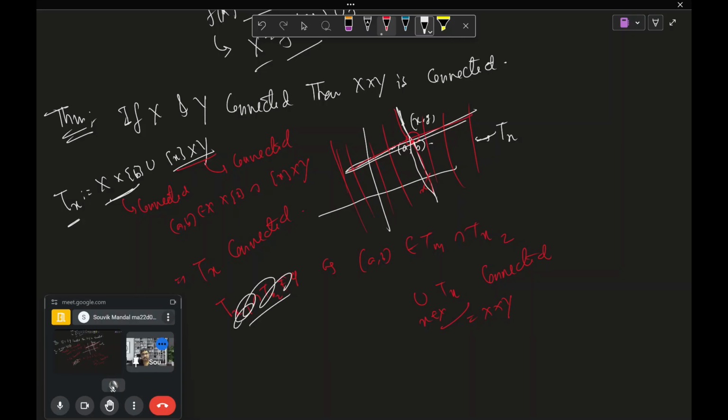The intersection of all these T_x where x belongs to X is non-empty, as this point (a, b) belongs to T_x for all x belongs to X. So that is why the union of T_x is connected, where the union of T_x is nothing but X cross Y. Okay. So do you understand the argument?